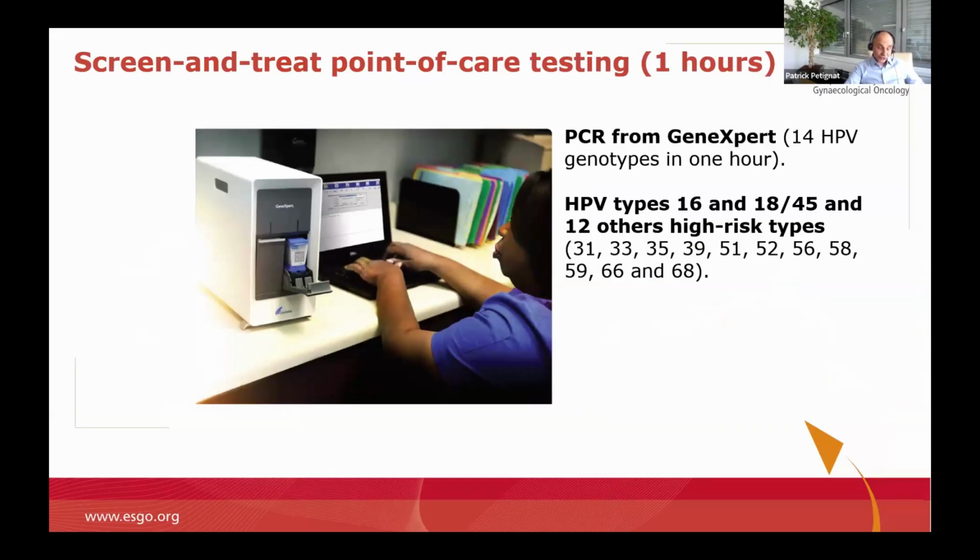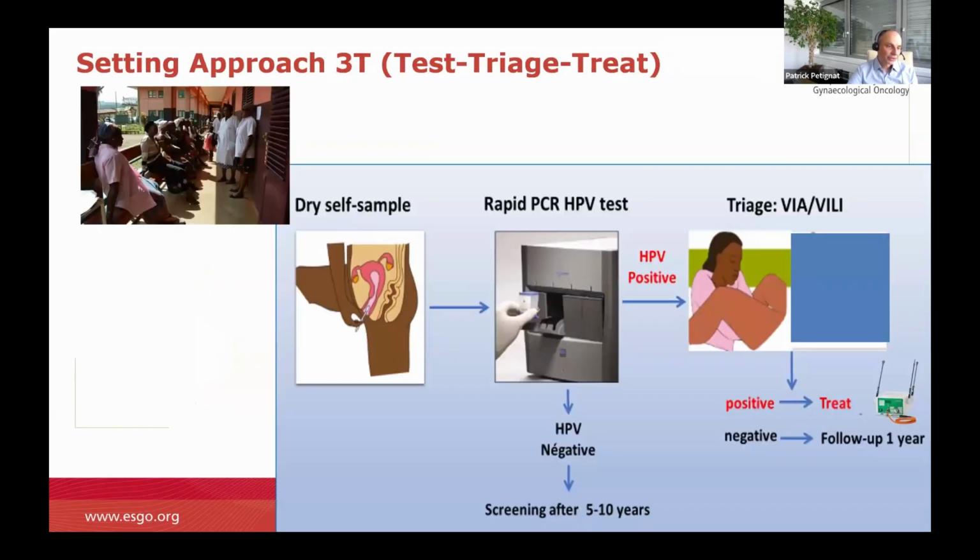Now, a big game changer is the possibility to have a point-of-care device. It means that you can do the test on site. It takes approximately 1 hour, and you have 14 HPV genotypes. It's very easy to use. You don't need a lot of training. If you are a clinician, you can learn in one afternoon or with very little training.